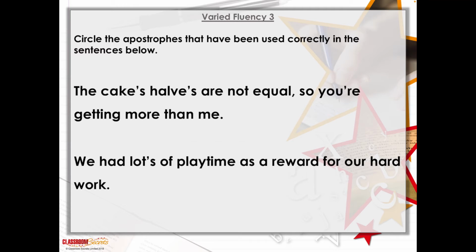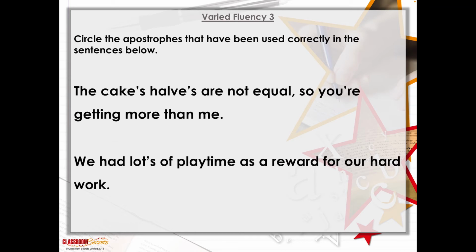Circle the apostrophes that have been used correctly in the sentence below. So the ones that have been used correctly. So the cake's halves are not equal. So you're getting more than me. Right, so where is the correct use of the apostrophe in there? The cake's halves are not equal. So what is the object that something belongs to in here? And it is the cake, isn't it? The halves of the cake. So the apostrophe is being used correctly for cake's. We don't need an apostrophe for halves because we're just talking about the fact that there is more than one half. It's a plural spelling.